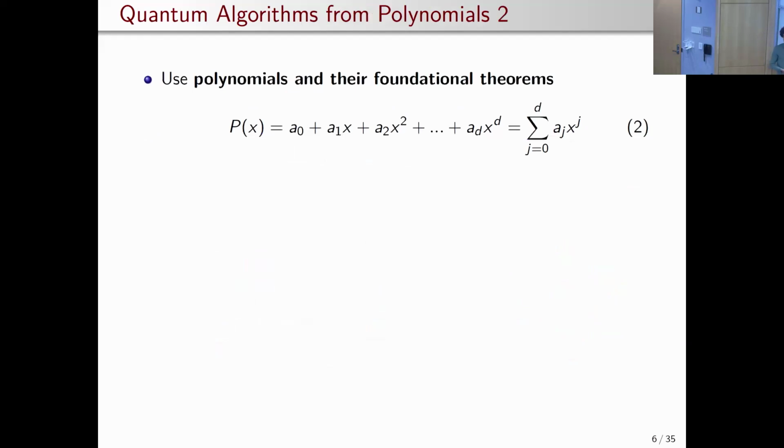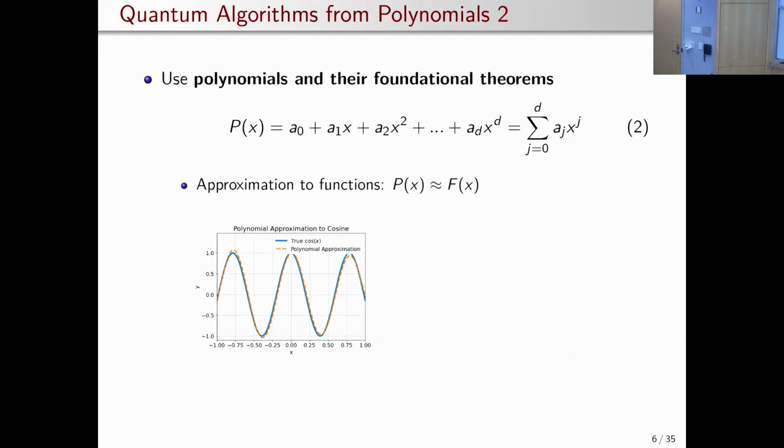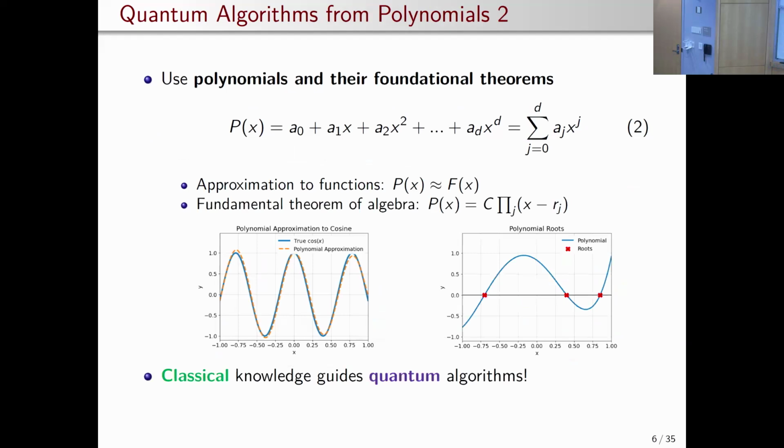And so specifically, I'm going to use polynomials and their foundational theorems. And these include things like the ability that polynomials have to approximate functions. So smooth functions like cosine and a variety of other functions can be very well approximated by polynomials. And in addition, another classic property of polynomials is the fundamental theorem of algebra, which is that all polynomials factor into products of smaller polynomials. So they factor into a product over all of their roots. And as we'll show you, we can also use that tool to design quantum algorithms.